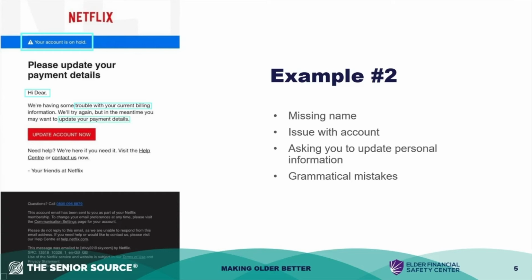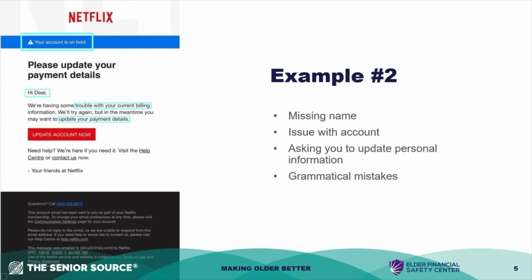This one says, "We'll try again, but in the meantime, you may want to update payment details." Now, most of the time, if there is an issue with payment details, you might get an email like this, but the only way they would have issues with payment details is if you changed your card or if you removed your card. I've personally never tried to remove my card from Netflix, so I haven't gotten a contact like this. But they should never lose your information. That's not possible.